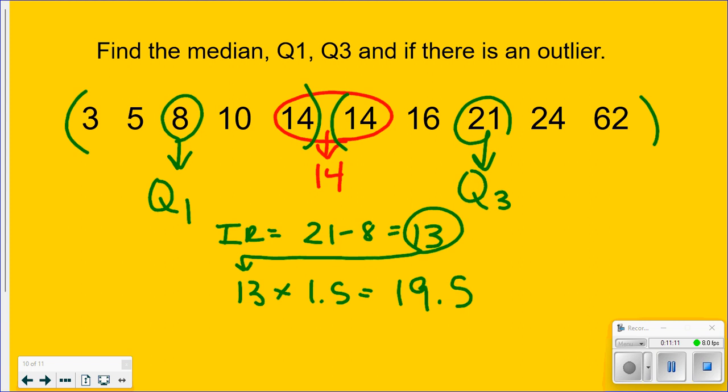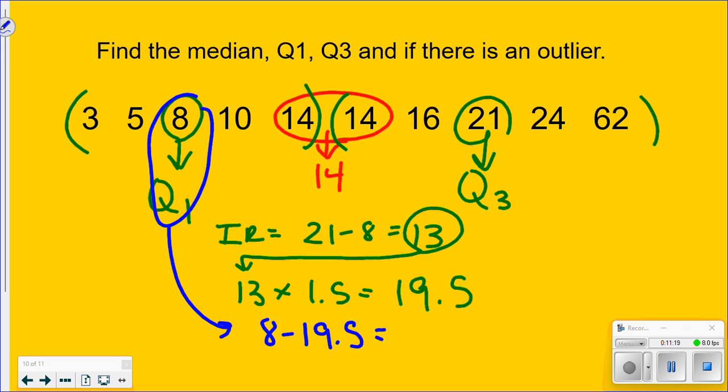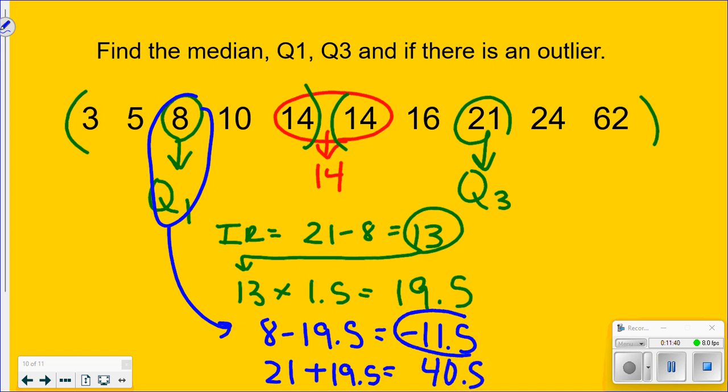So then I'm going to take quartile 1, and I'm going to say 8 minus 19.5. What's that going to give me? That gives me negative 11 and a half. And I'm going to take quartile 3, and I'm going to add 19.5 to it. So I have 40.5. This means that I can't have any number go below negative 11 and a half, and I can't have any number go over 40 and a half. If I do, that means I have an outlier.